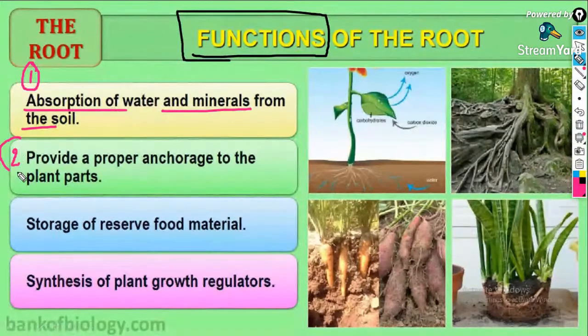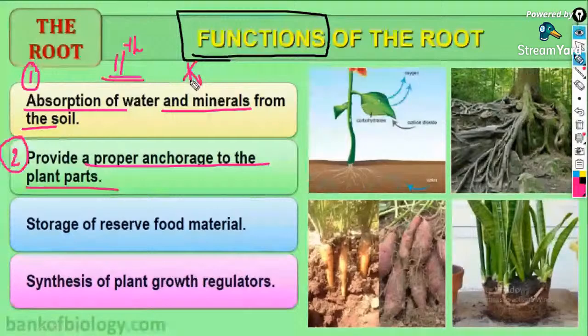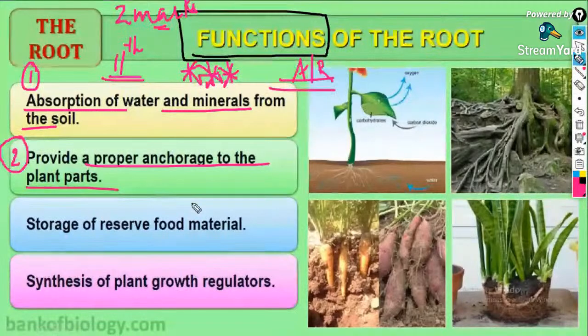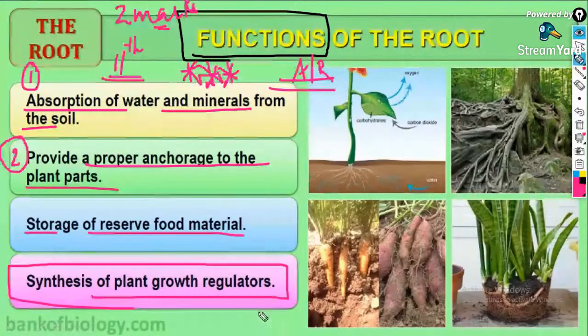Guys, those who are preparing for your 11th standard board exam, please take down these functions of root, because they may be asked as a 2 marks question. Assertion reason questions can also come for NEET. So they provide proper anchorage to the plant parts, storage of reserved food materials, synthesis of plant growth regulators. Okay, guys, perfect.